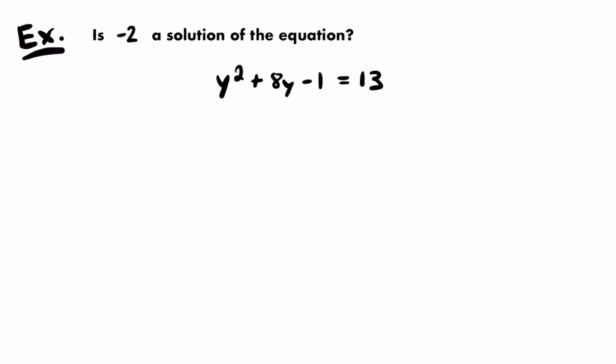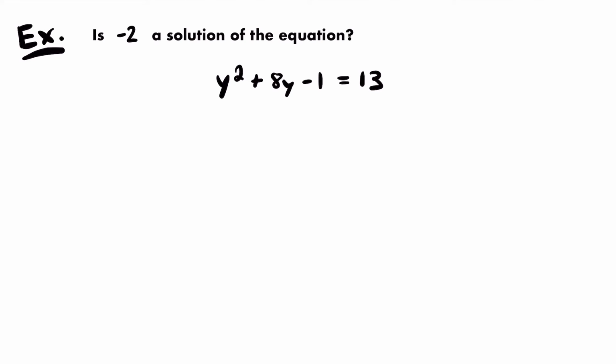Next up, we want to know if -2 is a solution of this equation, y squared plus 8y minus 1 equals 13. And so while the equation is different than our previous example, the process remains the same. There's one variable in this equation, that being y, so for each of those y's, we're going to plug in -2, simplify, and then see if both sides of the equation are the same value.